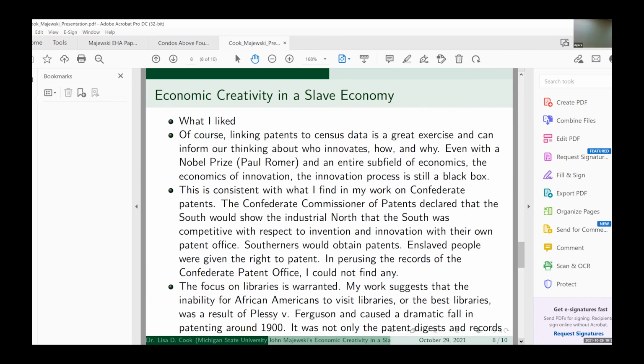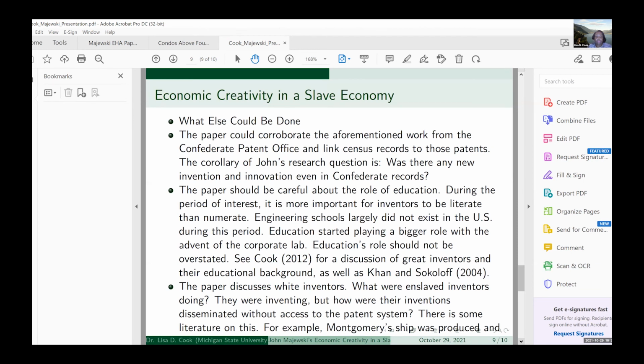It was not only the patent digests and records that went missing, but it was also the chance opportunity to meet inventors at libraries. And this informal process was just as important as a formal process, because this was the golden age of independent inventors. What else could be done in this paper? Just a few things I would offer.